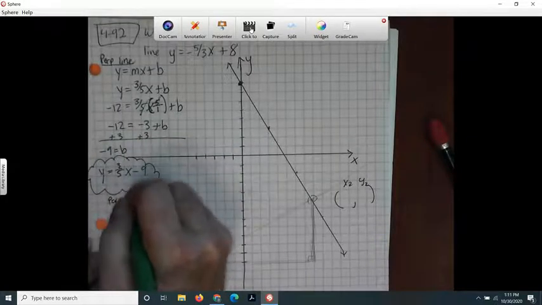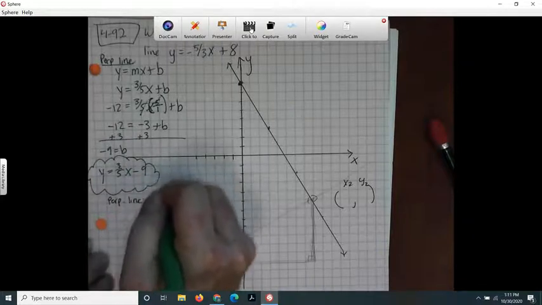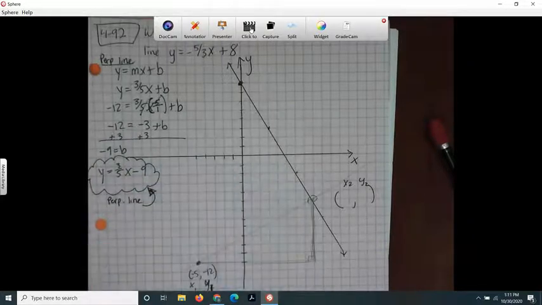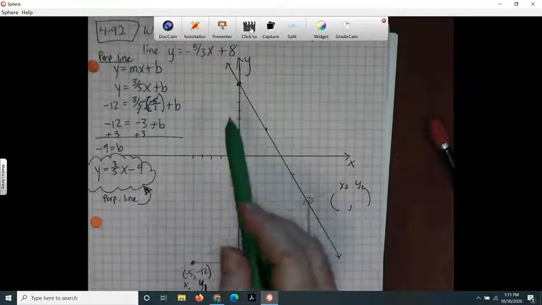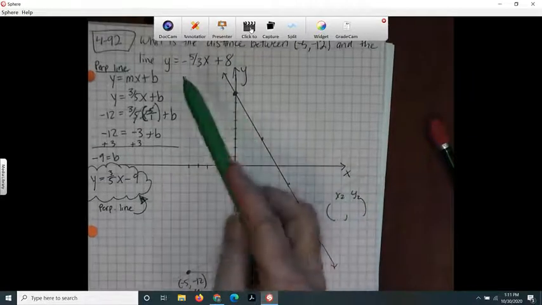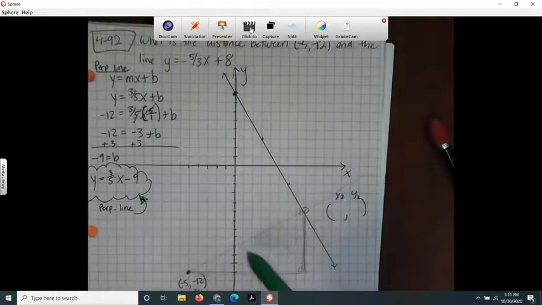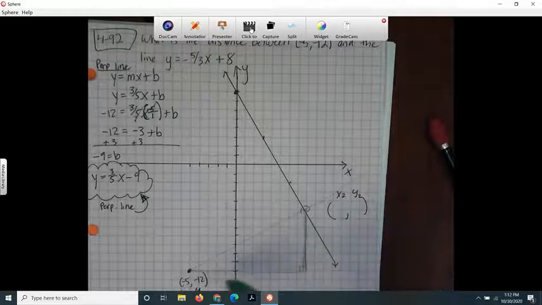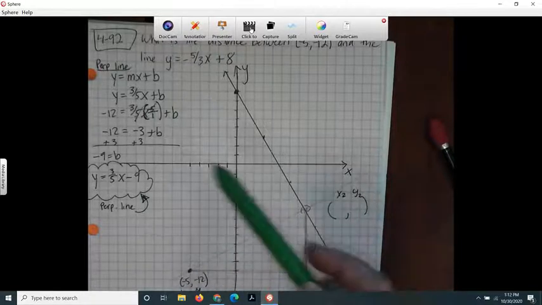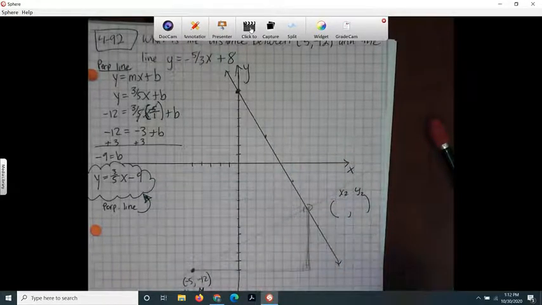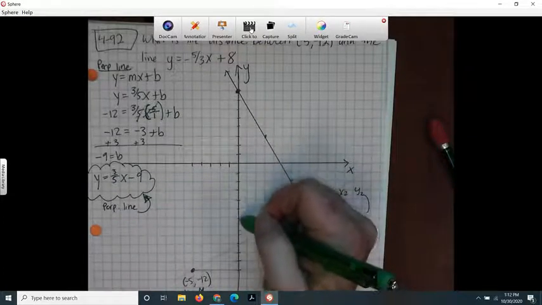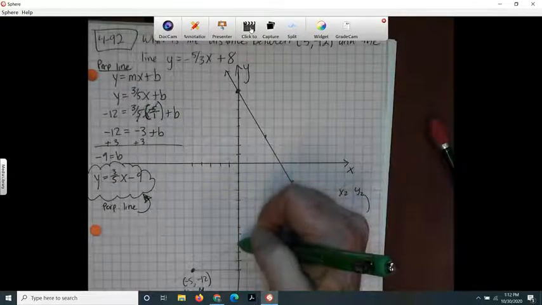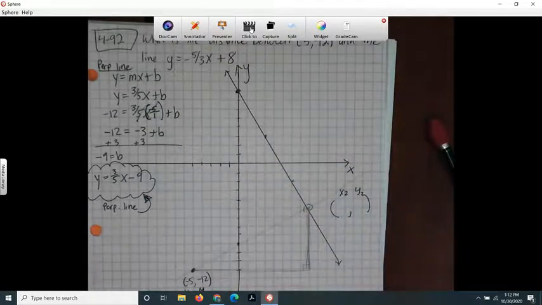Okay, so there's my perpendicular line. Now, I have an equation. This line, the equation is negative 5/3 x plus 8. This line that I don't really know yet, I just faked that line. This line, we have an equation for it now. Let's see if that looks good. 1, 2, 3, 4, 5, 6, 7. Very close approximation. So now I'm going to try to find out what this ordered pair is supposed to be.